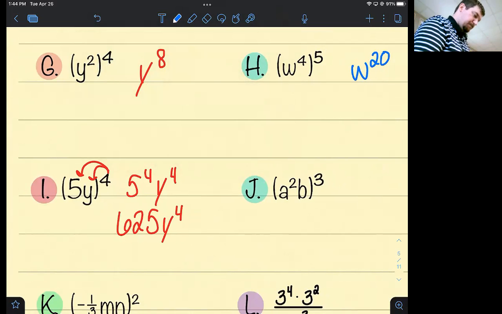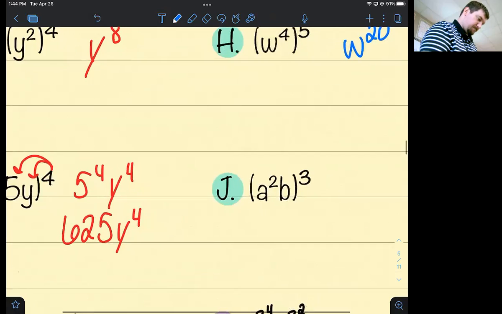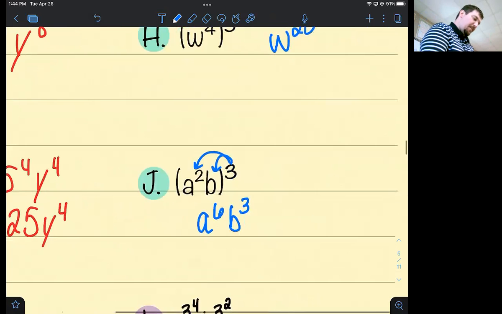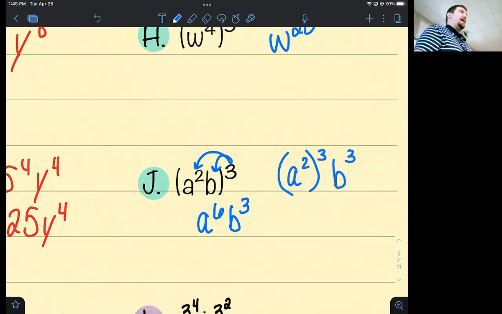Christian? That's right. Nice job. Yeah, so we're distributing the 3. And so what we're doing in our brain, we're imagining that we're doing a squared and raising that to the 3rd power. And then we're doing b and raising that to the 3rd power. And so a squared to the 3rd power does become a to the 6th. That's right. So when you distribute that exponent, if there's already an exponent there, you're going to multiply it to it, just like you did when you raise a power to a power.